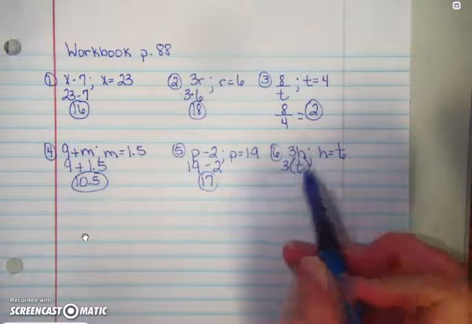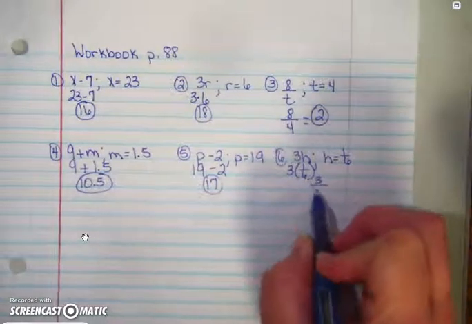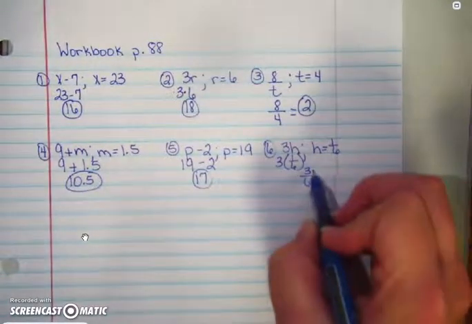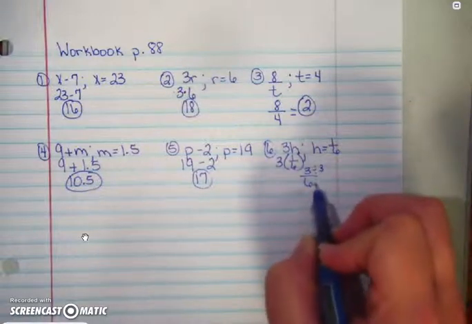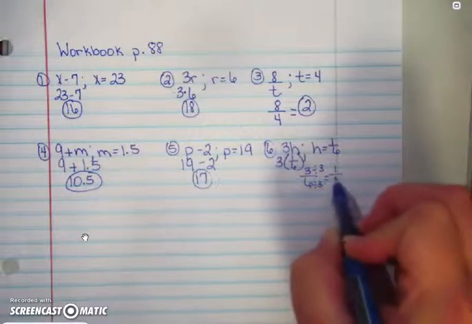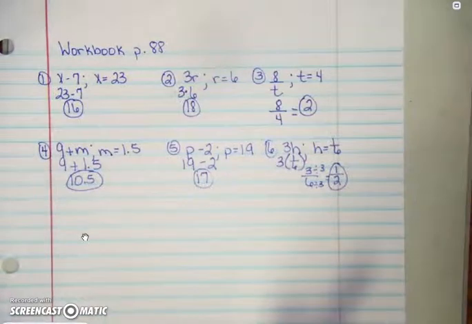3 times 1 is 3, and 6 times 1 is 6. And we can simplify that. Both of these can be divided by 3. 3 divided by 3 is 1, and 6 divided by 3 is 2. So our answer is 1/2.